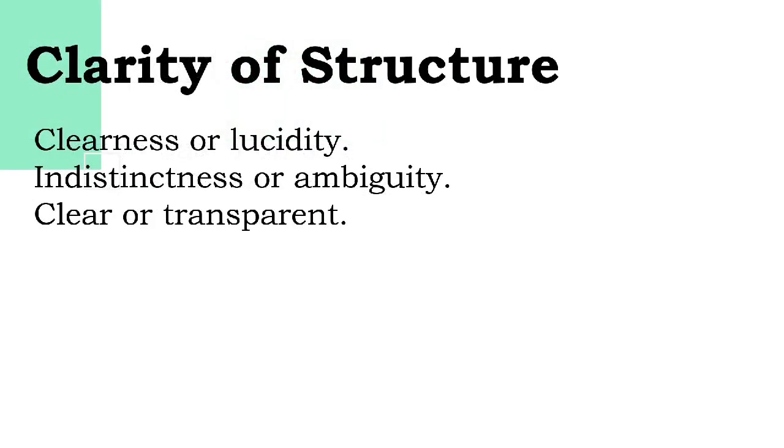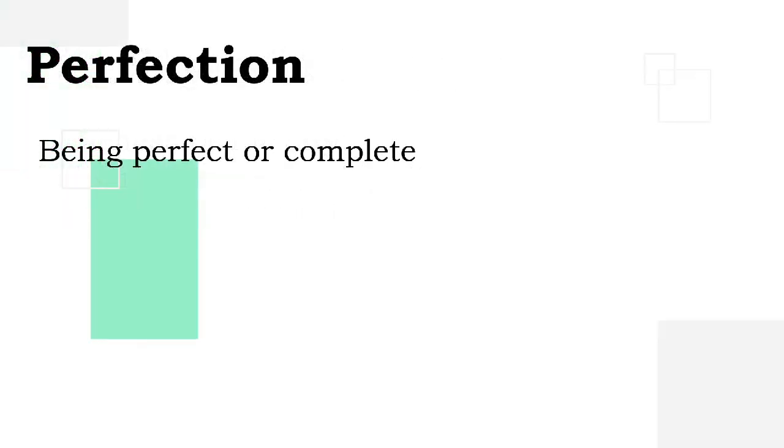Clarity of structure is clearness or lucidity as to perception or understanding, freedom from indistinctness or ambiguity. It is the state or quality of being clear or transparent to the eye. Perfection is the quality or state of being perfect or complete, so that nothing requisite is wanting, entire development, consummate culture, skill, or moral excellence.